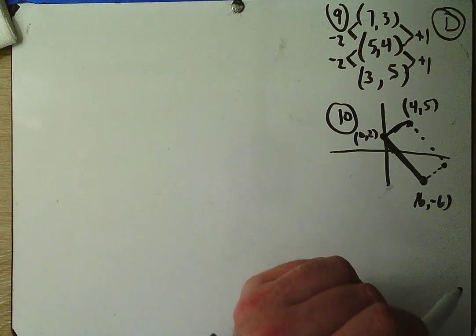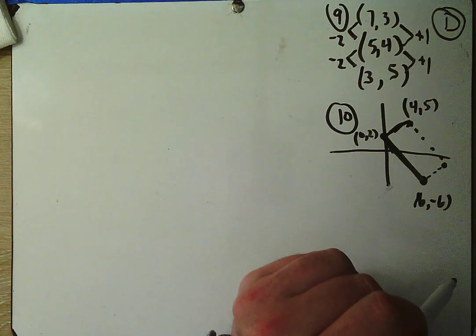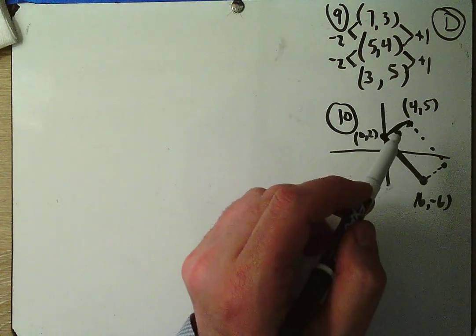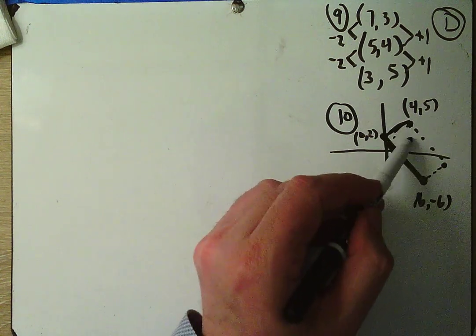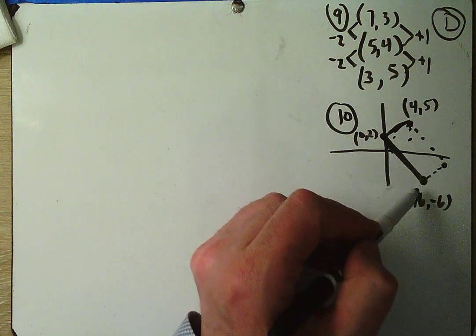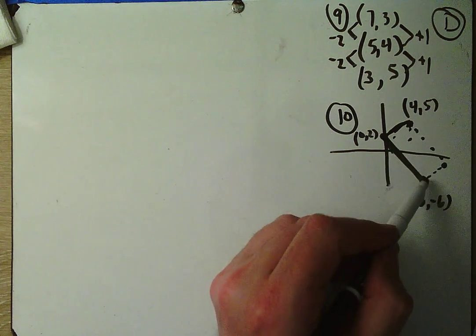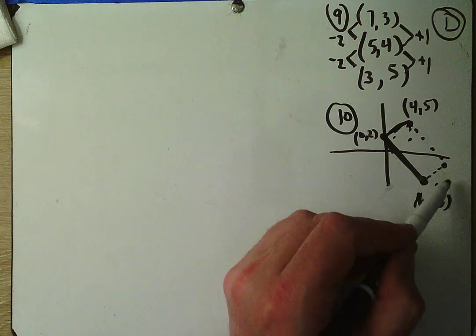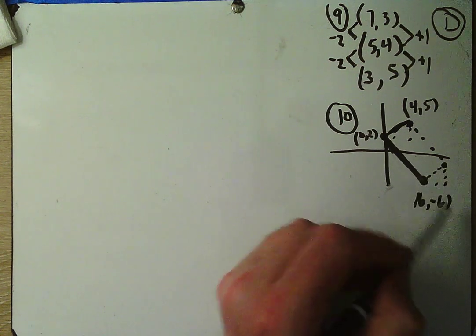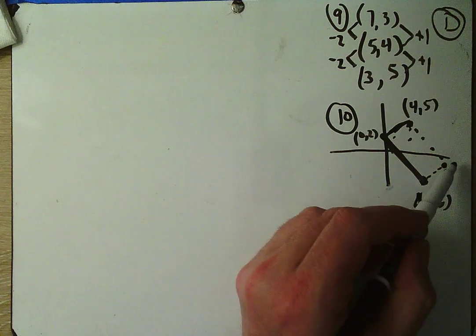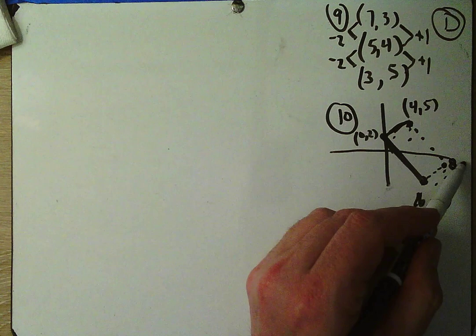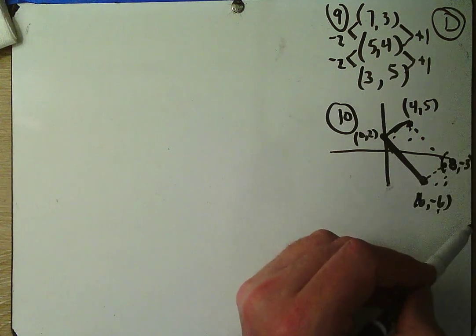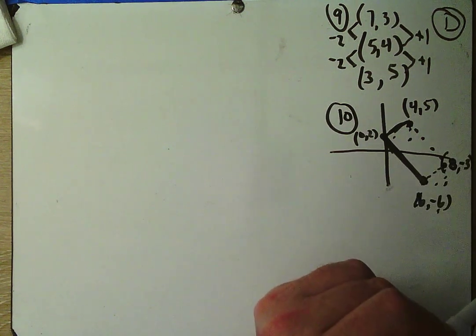But how do I find it? Well, let's think about what we're doing here. In order to get here, I'm going to go over 2 and up 3. That means from this point, I'm going to go over 2 and up 3. Well, if I go over 2 from 6, I'm going to be at 8. And if I go up 3 from negative 6, I'm going to be at negative 3. So (8, negative 3) seems to be my answer.